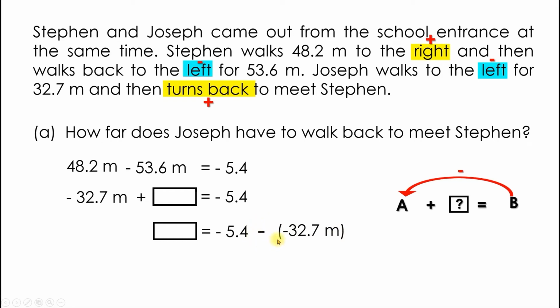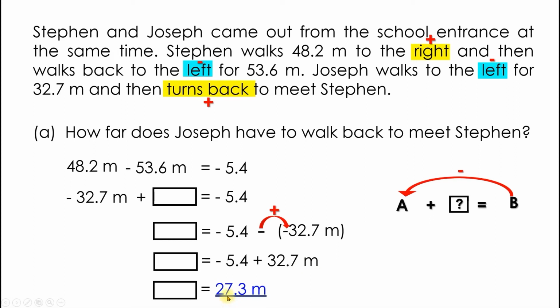So now to solve this question, we are going to get rid of this bracket by multiplying the negative after and before the brackets, right? We're going to multiply them and that's going to give us a positive value. So rewrite the question: negative 5.4 plus 32.7, that's going to give us a positive 27.3 meters, which results in the same answer.